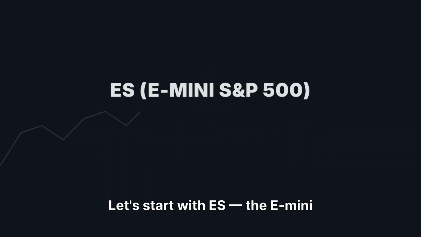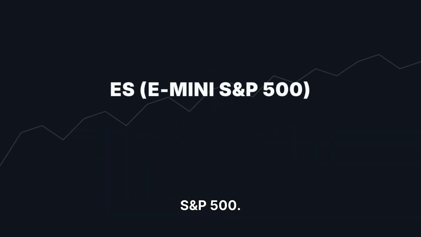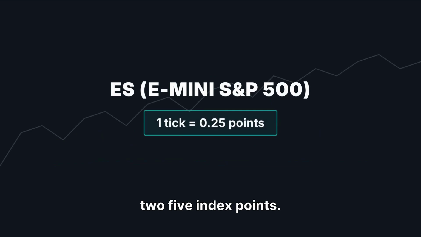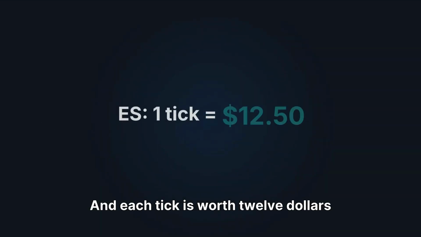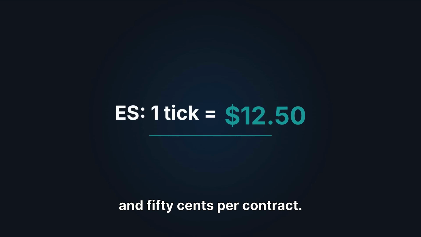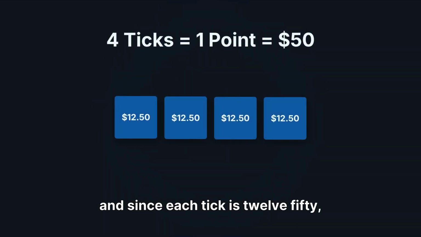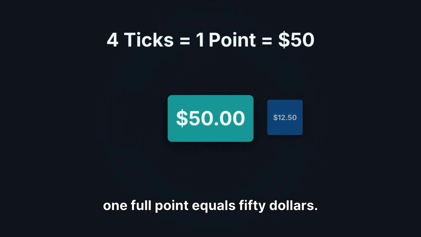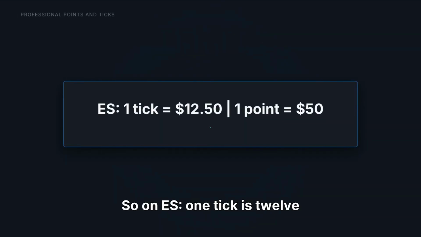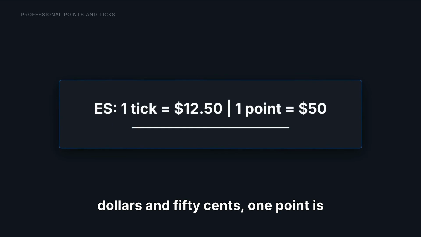Let's start with ES, the E-mini S&P 500. For ES, one tick is 0.25 index points, and each tick is worth $12.50 per contract. 4 ticks make 1 full point, and since each tick is $12.50, 1 full point equals $50. So on ES, one tick is $12.50, 1 point is $50.